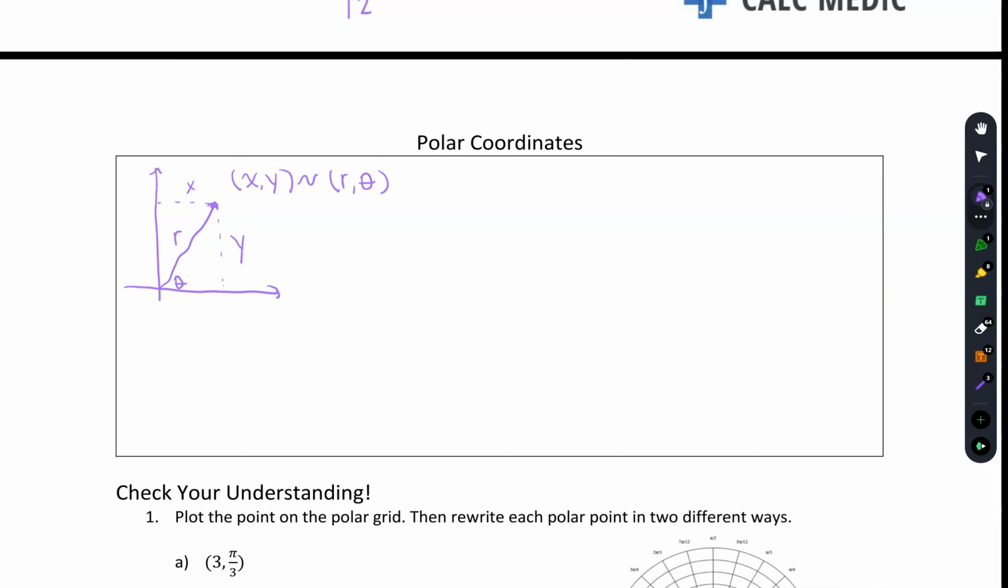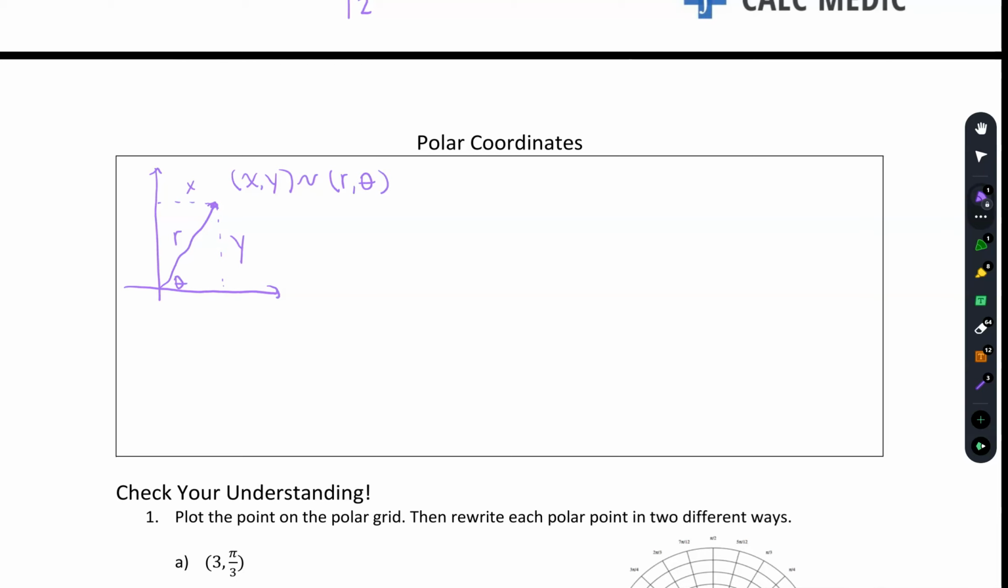So we also can label negative radiuses. So if we have a negative radius, oh, my pen, I'm sorry. So this would be a negative radius. It's just a reflection across the pole. So negative radiuses. Okay, so we label this negative r, theta.